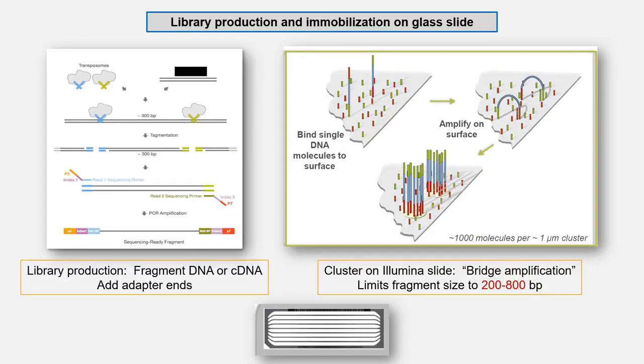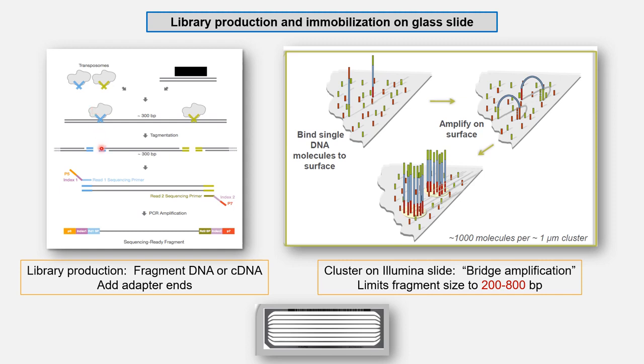Whether starting from genomic DNA or RNA converted to cDNA, the next step in the process is to fragment the DNA into approximately 300 base pair pieces, and then add adapters to the ends. There are a variety of ways to accomplish this. I'm showing one method, which relies on a transposase to both fragment and add the adapter.